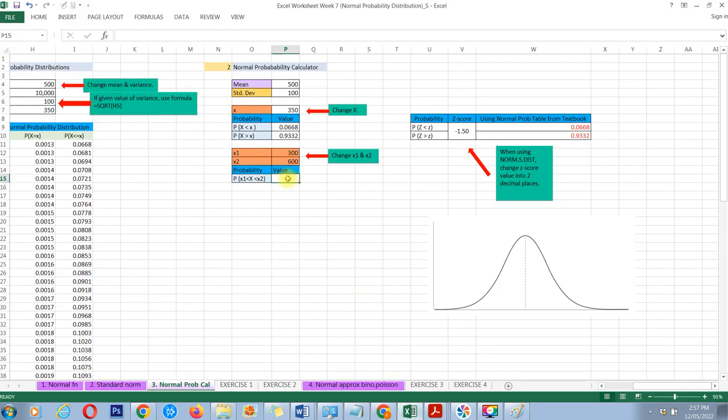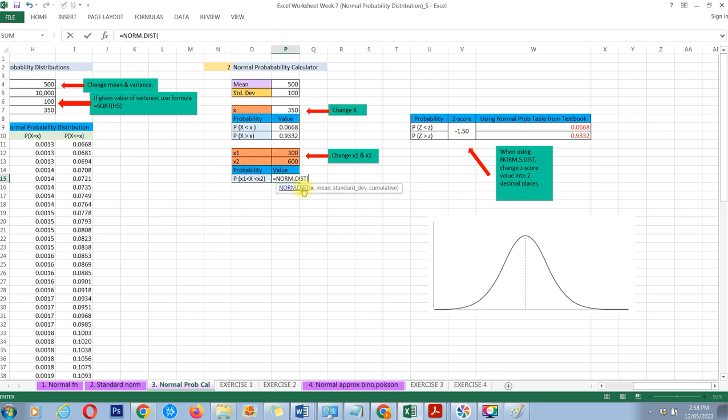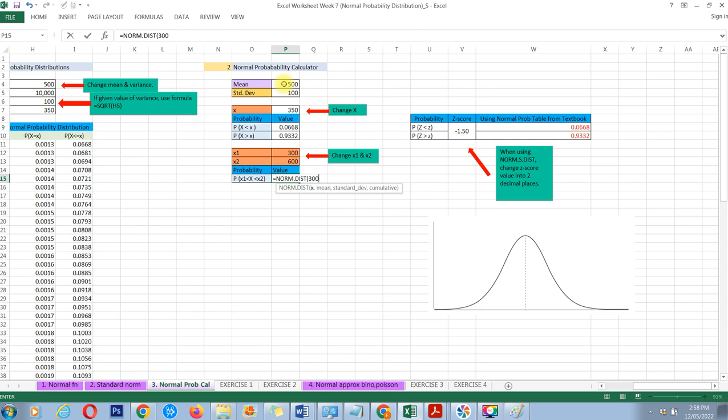Alright, so norm distribution. Okay, x, what is x? X is 300. Mean is 500. Standard deviation, and then cumulative true.